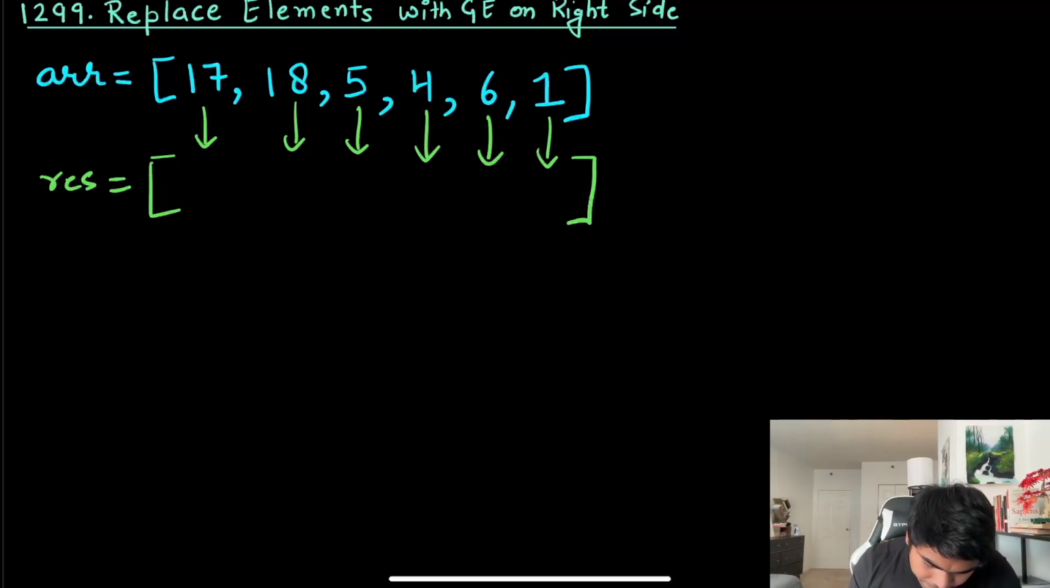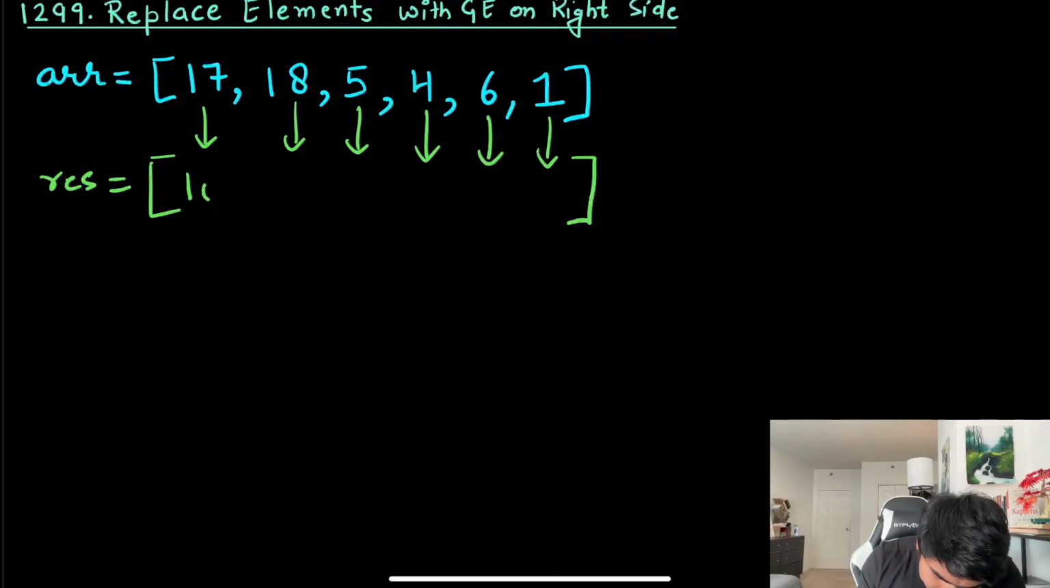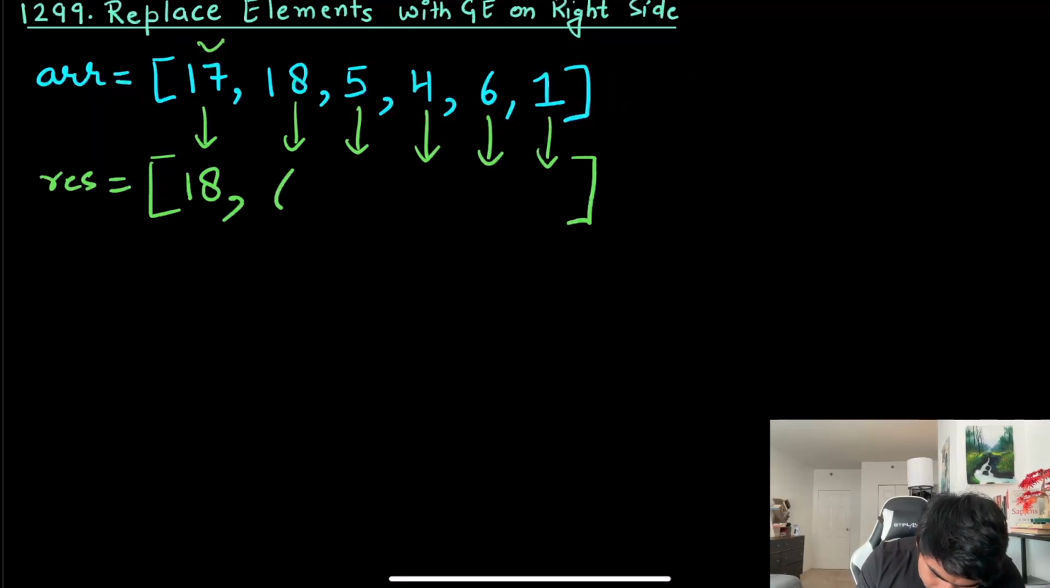So let's say for 17, what is the greatest element towards its right? If you look at all the elements to the right of 17, you see 18 is the largest element, so this will have 18 right here. Then for 18, what is the largest element to its right? The largest element is 6, right? So this will have 6 right here.